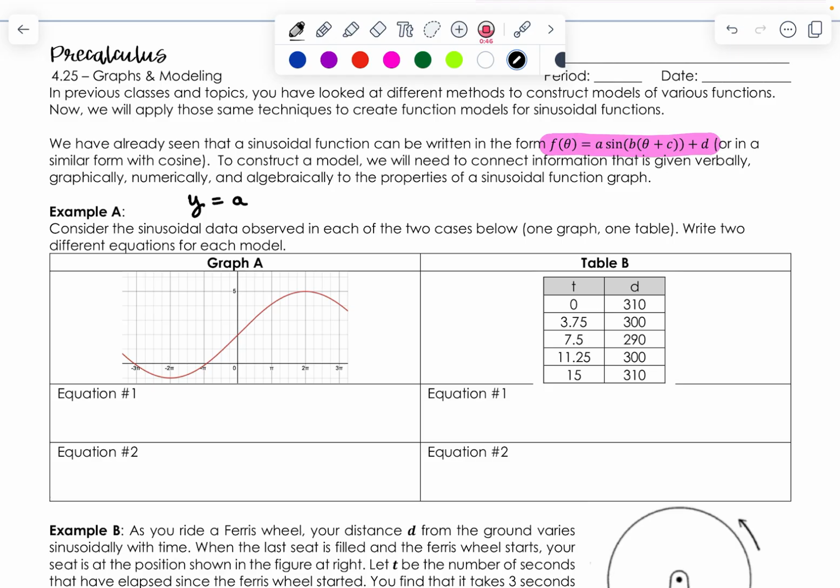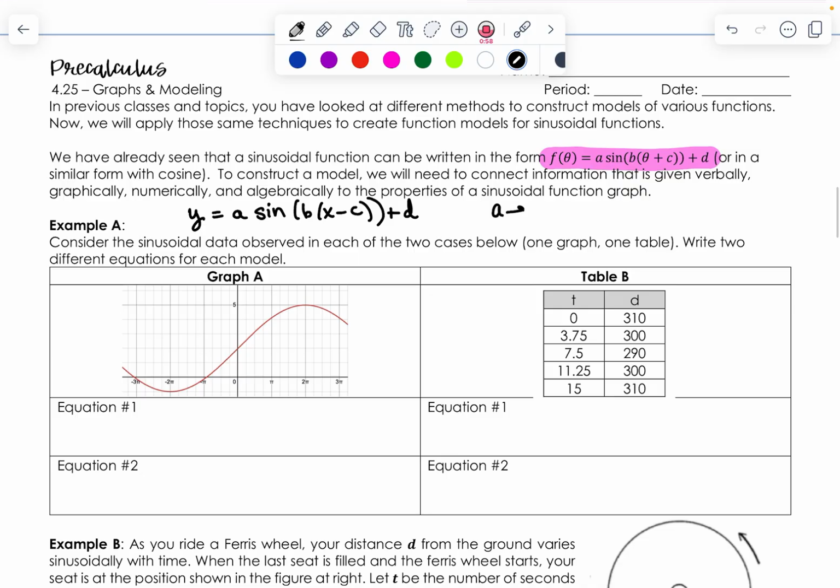If you want to write y equals A sine B times X minus C plus D, let me identify the different parts. A is connected to the amplitude, but if you have a reflection, A can be negative. To find B, you find that from 2 pi over B is equal to the period. C is the phase shift if it's in this form. And D is your vertical shift, and it's connected to the midline.